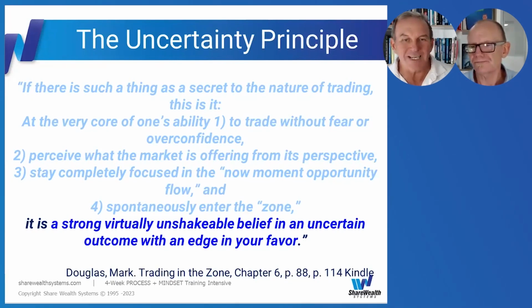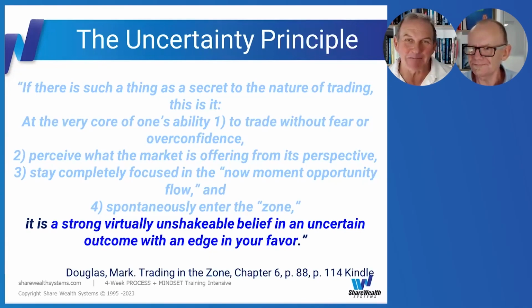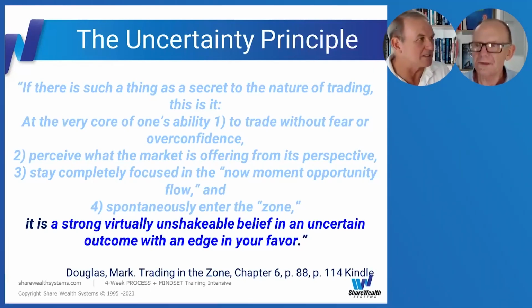There's a strong, virtually unshakable belief in an uncertain outcome with an edge in your favor. So that's the uncertainty principle. You have an uncertain outcome, and you absolutely and totally and utterly believe, every bit of who you are, that for this event, this trade, you're going to have an uncertain outcome, but you have an edge over a large sample that's in your favor. And that's this clash of uncertainty versus certainty. The edge is certain, but it's over a large sample. And this is thinking in probabilities, which we've spoken about already in session 3.